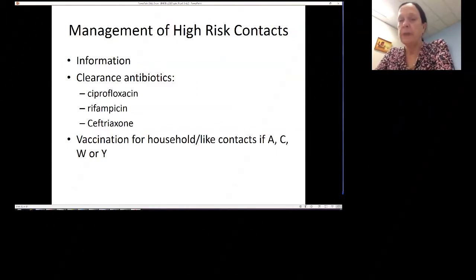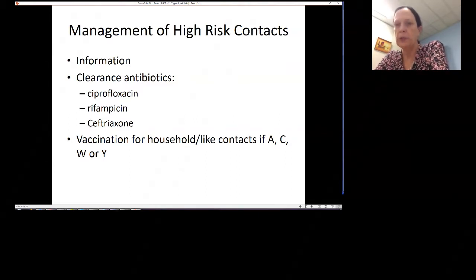Now, the first thing on the list there is information, and this really is the most important thing for any contacts of meningococcal disease. These high-risk contacts need to be, first off, reassured about the level of the risk, but they also need to be aware that, despite taking clearance antibiotics, they are at an increased risk of developing meningococcal disease in the following days and weeks, and they need to know the signs and symptoms of meningococcal disease, and what to do if they develop those symptoms. So it's important that they receive written information that they can take with them and be encouraged to present to the GP or emergency department if any of the contacts develop signs or symptoms of meningococcal disease.